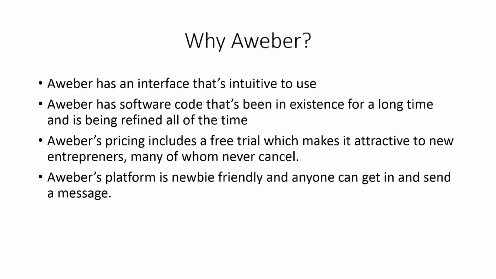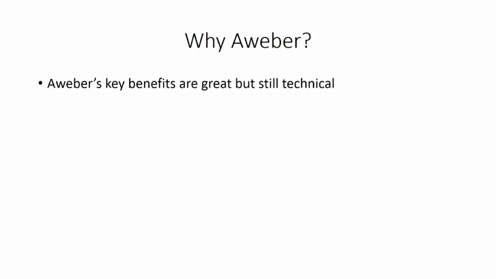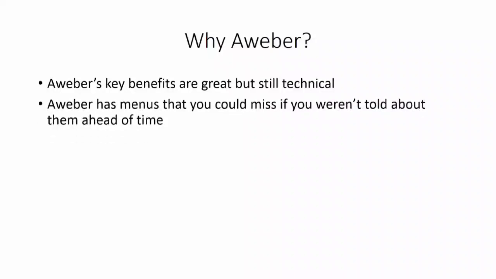So if Aweber's so cool, obviously there are no problems with it, right? Are there any problems with it? Well, if I were to mention a few cons, what are those cons? Aweber's really cool key benefits are still really technical. You still do have to really understand technical stuff to get some of the real benefits of it. Aweber has menus that you and I could miss if we weren't told about them ahead of time. So sometimes we can go months, years, long periods of time missing some of the key benefits because we just didn't know they were in the menus.